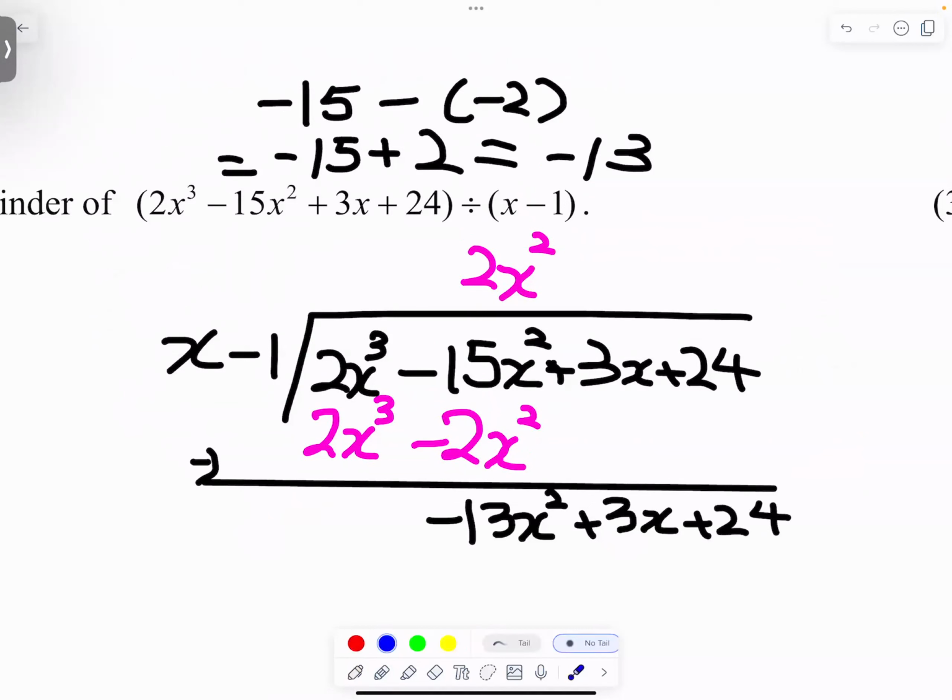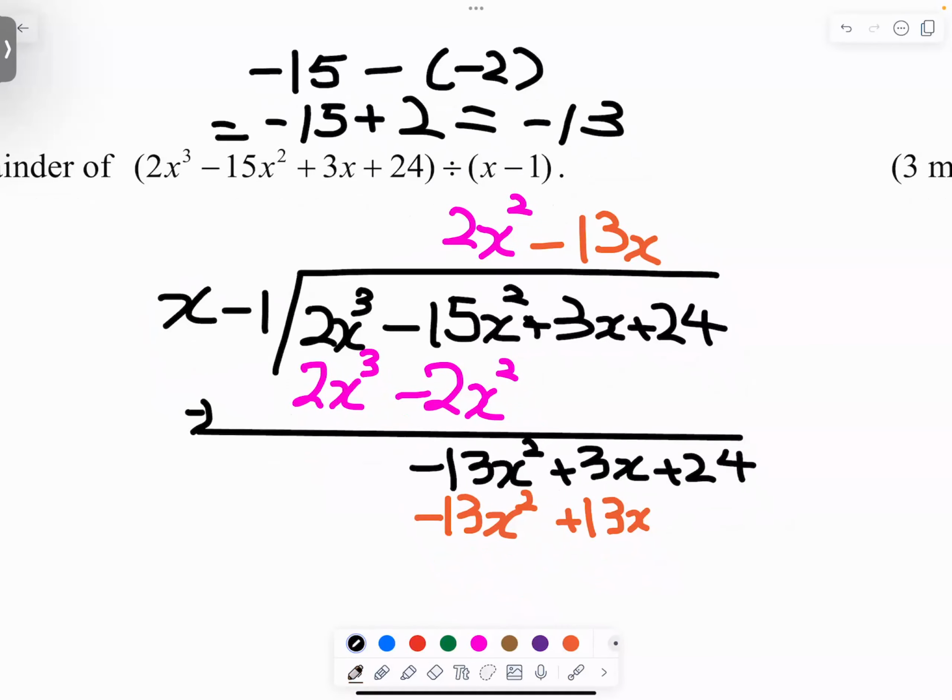And then basically repeat. X times, what is this one? X times negative 13x. And so x times negative 13x, we have negative 13x squared. We can't leave this alone, so this also goes there. Negative 1 times negative 13x. Negative, negative, positive first. 1 times 13, 13, and there's an x. When both things are done, we draw a line with a hidden minus.